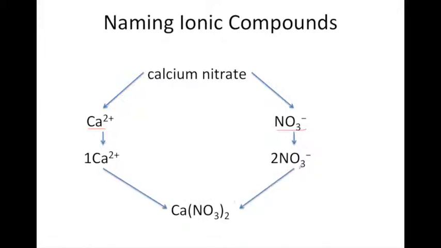1 calcium and 2 nitrates. Because nitrate is polyatomic, we put parentheses and the 2 outside. So this means that we have 1 calcium for every 2 nitrates. So NO3, that is 1 polyatomic ion, and the parentheses and the 2 outside indicate that we have 2 of our nitrate ions.